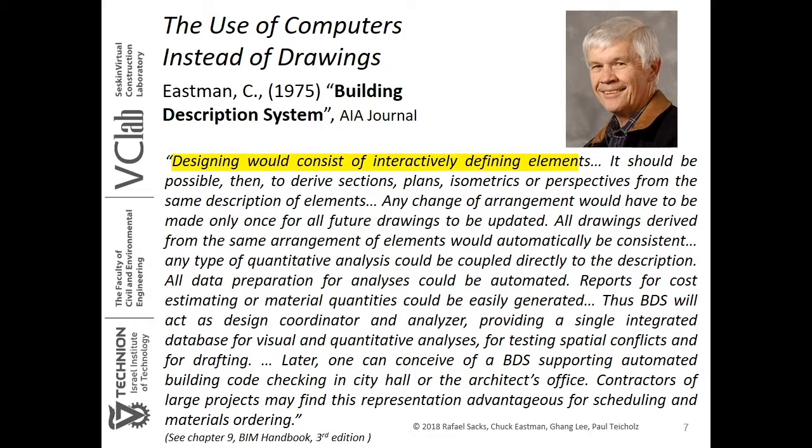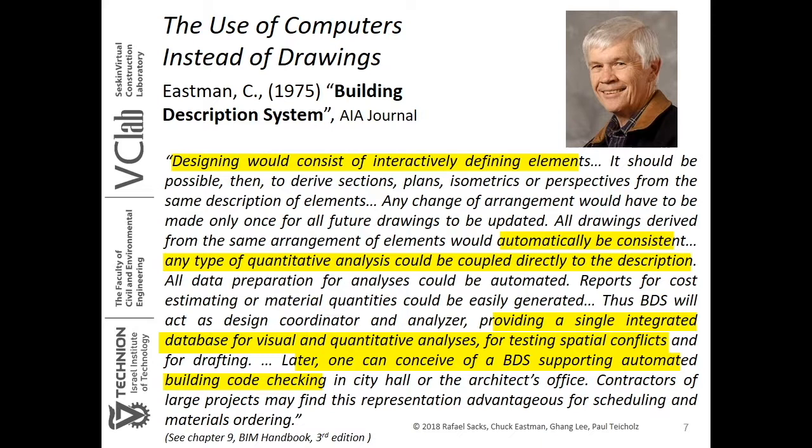For example, he said that designing would consist of interactively defining elements, that the elements would automatically be consistent and all drawings derived from the elements would be consistent. Any type of quantitative analysis could be coupled directly to the description. That the modeling would provide a single integrated database for visual and quantitative analyses and even for testing spatial conflicts. We all know very well now about clash checking, about producing drawings from the same model, about an integrative model, and so on. But in 1975, these things were certainly not understood at all.